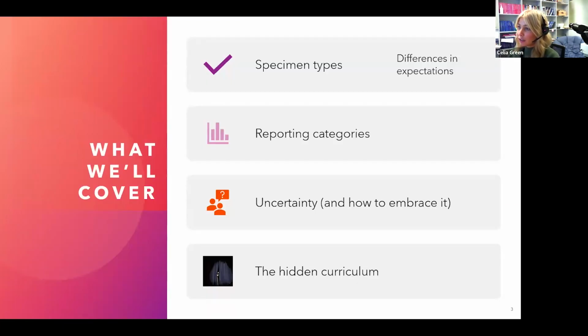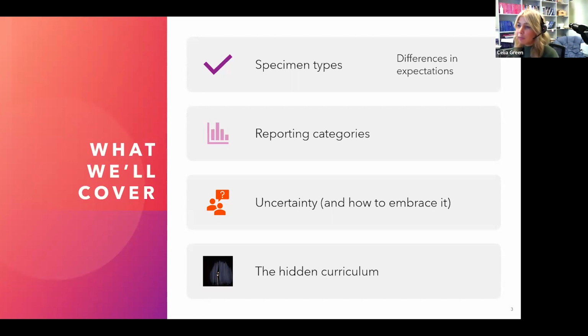So not necessarily in this order, I'll talk about specimen types and the differences in expectations you should have from specimen types. And this won't be just pleural, this will be generally respiratory, but I think it'll help you understand from a pleural point of view better. This ties in very tightly with reporting categories and how to understand these categories, a little bit about uncertainty and how to embrace uncertainty, and then a little bit about the hidden curriculum.